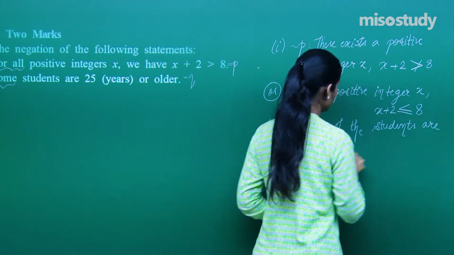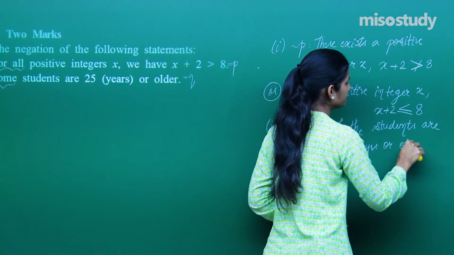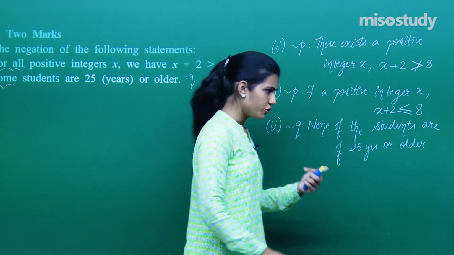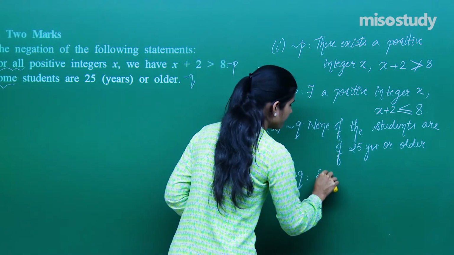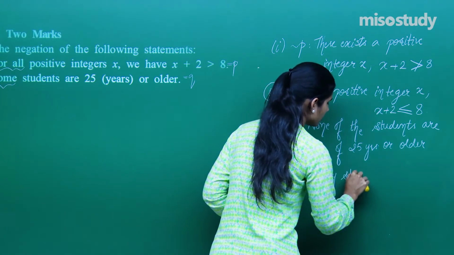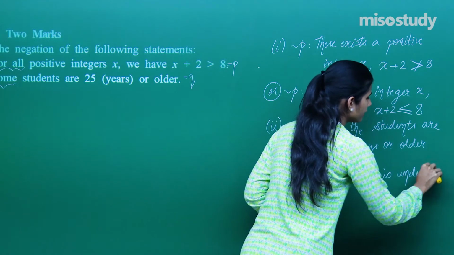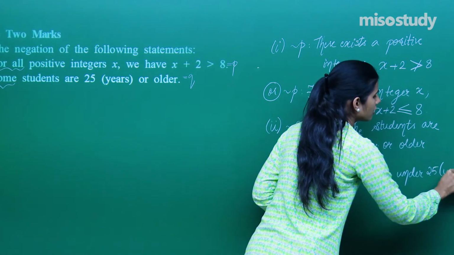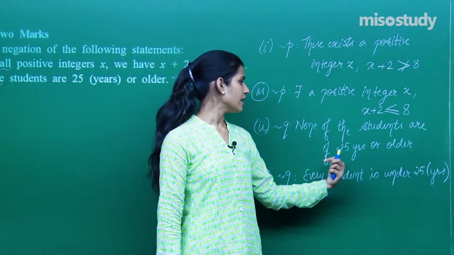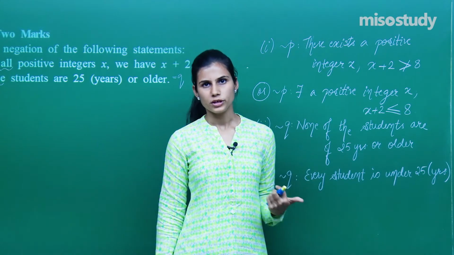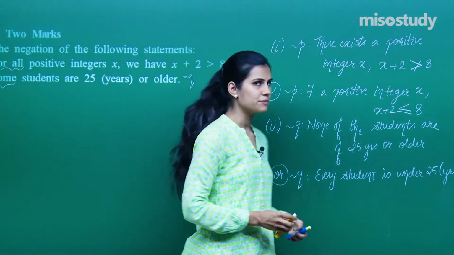are 25 years or older. Or you can also write it in a positive sense: every student is under 25 years in age. Every student is under 25, or you can say none of the students are 25 or older. Fine. So these are alternative ways of writing the negation of the same statement.